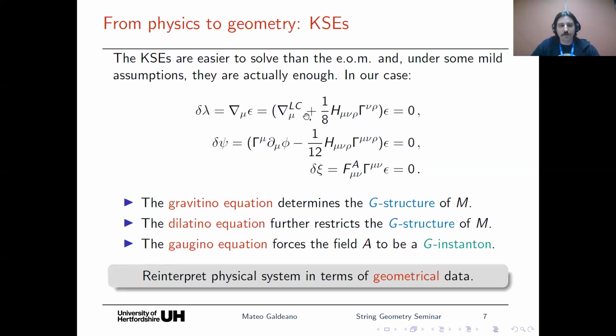If you look at the equations, for example, this first one is the gravitino equation. It just tells you that you have some G structure on your manifold. For example, a way you can understand this in an easy case is to assume this H is 0. This is just saying that you have some spinor that is preserved by your Levi-Civita connection. You have some covariantly constant spinor, and you are immediately in the realm of a lot of special holonomy manifolds that we all know and love.